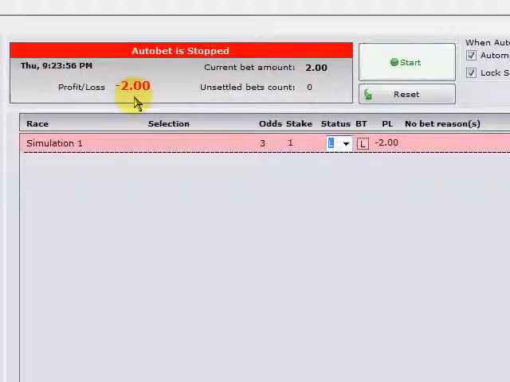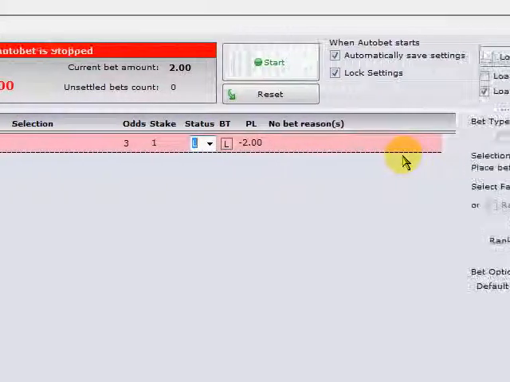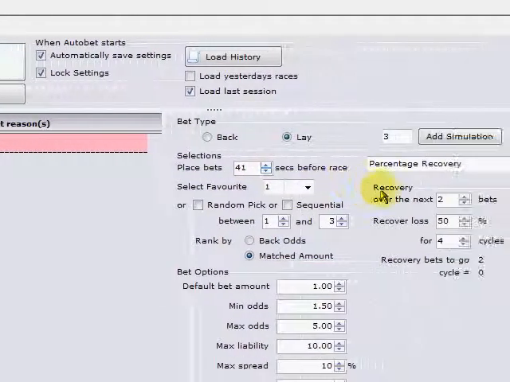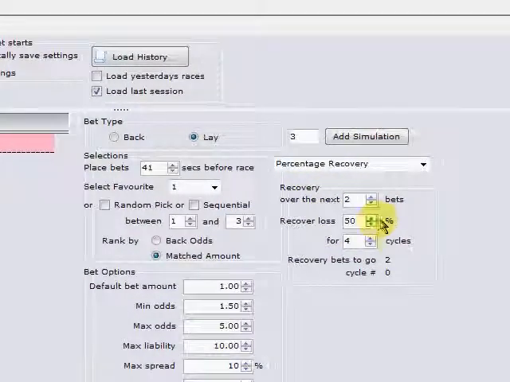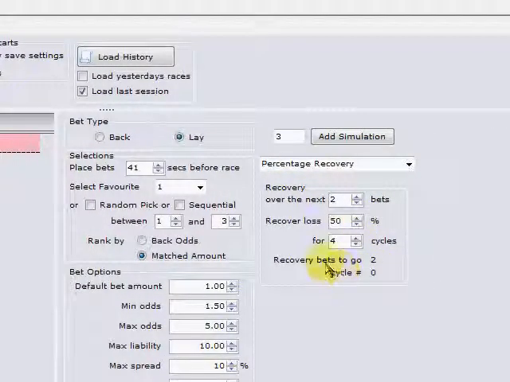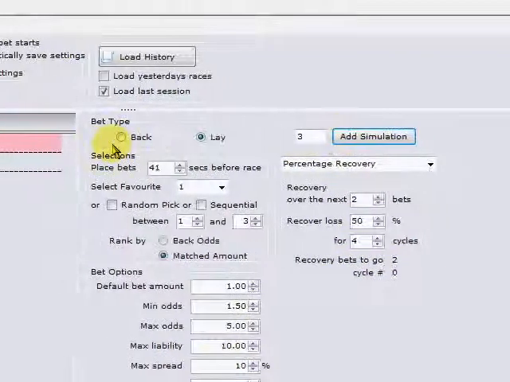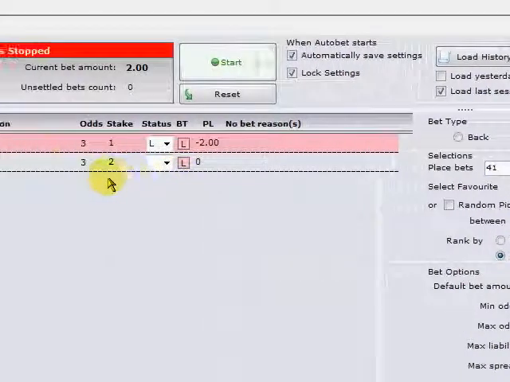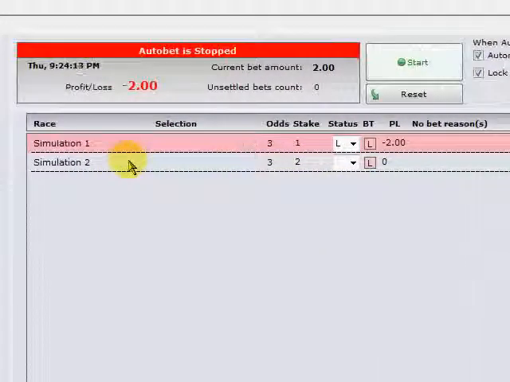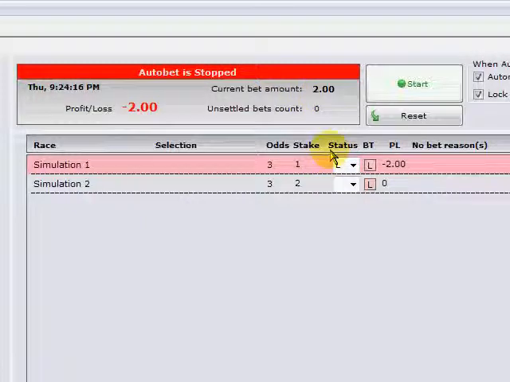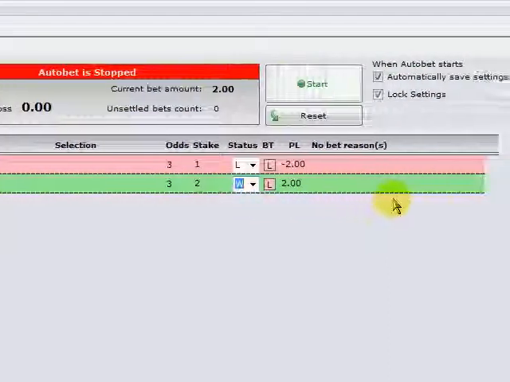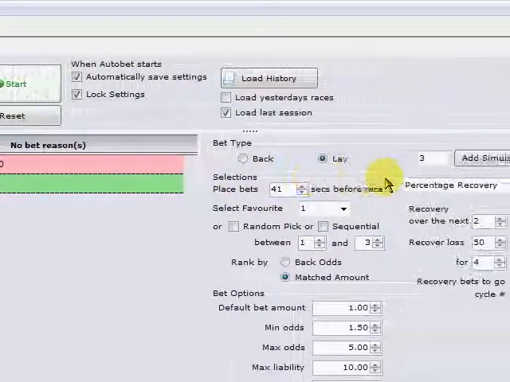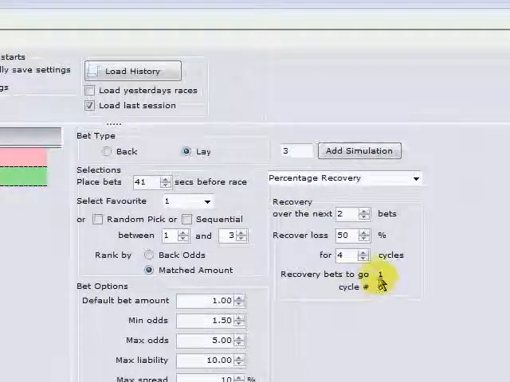And you can see now that we're $2 behind, and this is where the recovery kicks in, and you can see our stats here. We've got recovery bets to go, we've still got 2 to go. So let's say we put our next one in. Let's say this one was a win. You can see our current bet amount is $2, so it's gone up to recover our losses. And you can see now we've only got 1 recovery bet to go.